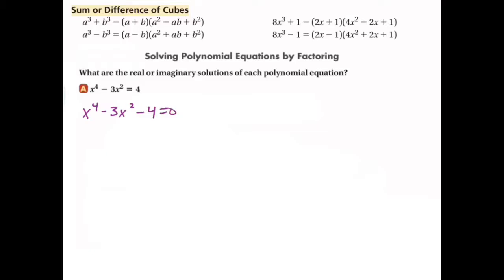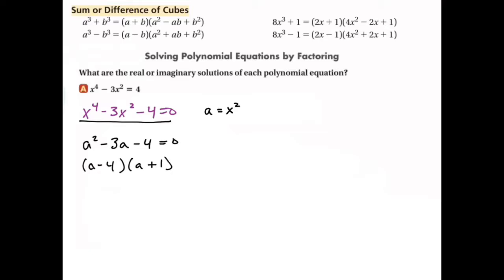To make this easier for us to factor, we're going to create the variable a, and we're going to let that be equal to x squared. So instead of having it written like this, we're going to write it like this. We're going to have a squared, because a squared would be x to the 4th, minus 3a minus 4 equals 0. This we can factor much easier. So now we're just going to factor it. Two numbers multiplied to be negative 4, add to be negative 3. Well, that's a minus 4 and a plus 1.